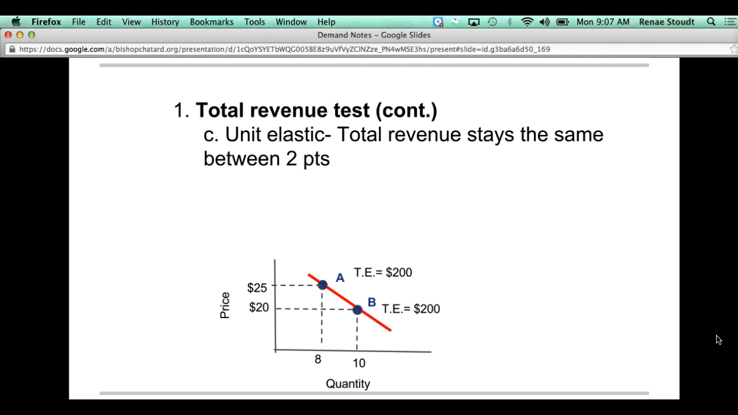So what you can do is what I call the 3 questions test. The 3 questions test is going to be really simple yes, no kind of questions to determine if something is elastic or inelastic. And it's only elastic or inelastic because, remember, nothing is always unit elastic. So the only way to determine unit elastic is with the total revenue test.